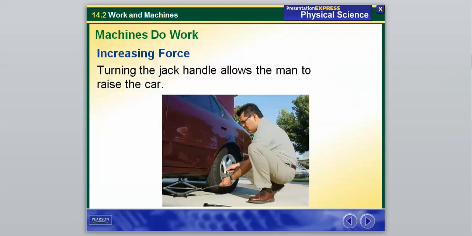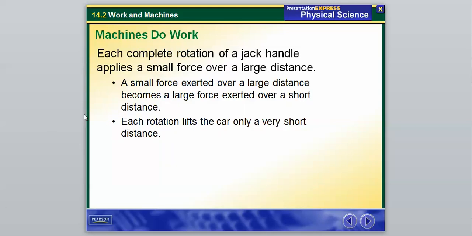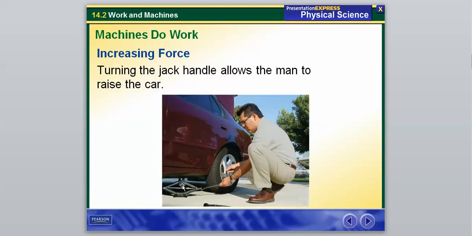The first one says turning the handle allows the man to raise the car. This is just a simple little turn on a little jack, and it's going to allow the man to raise a car that's quite large that he would not be able to do on his own. Each complete rotation of the jack handle applies a small force over a large distance. So the small force exerted right here acts over a large distance on this car over there.